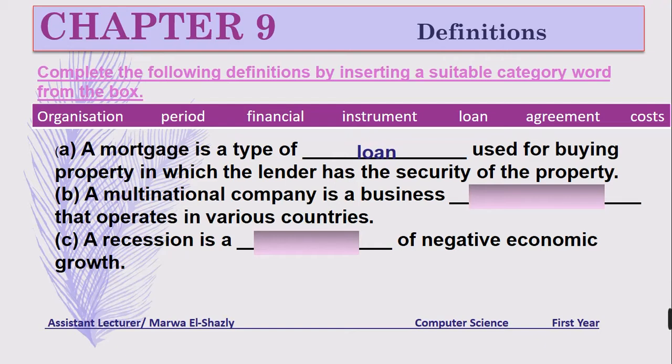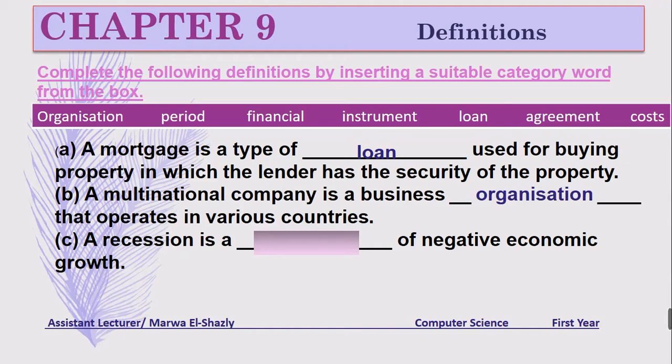تمام. B: a multinational company is a business organization that operates in various countries. طيب multinational company هي شركة فيها nationalities كتير من بلاد كتير, operates بتشتغل في various countries. Organization. Multinational company is a business organization.